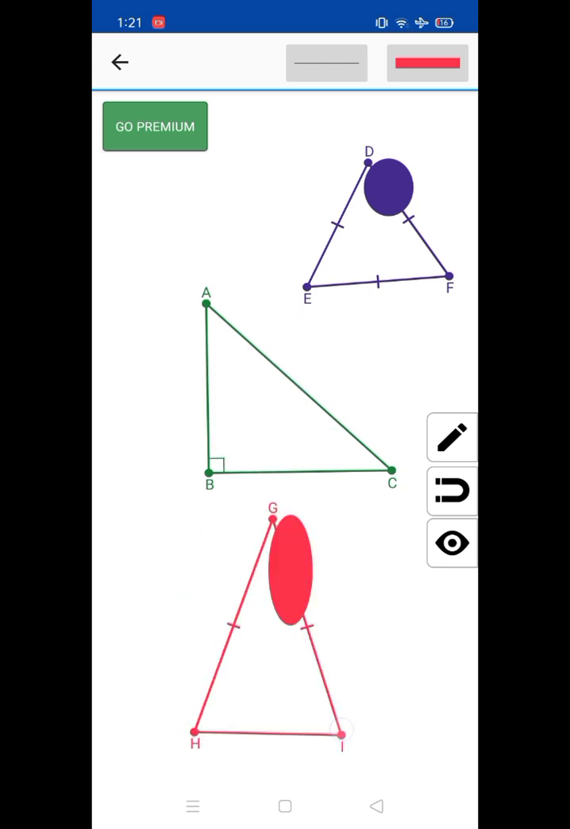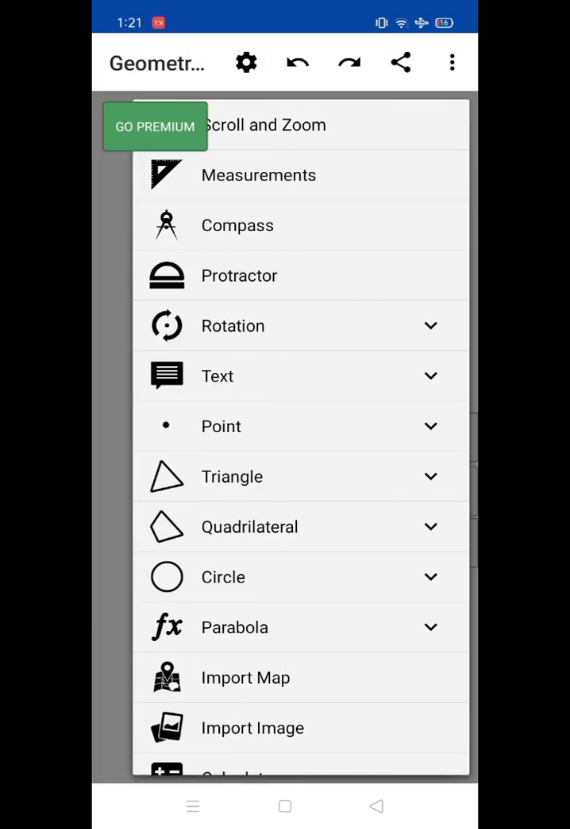So we have the isosceles triangle GHI, where sides GH and GI are equal or congruent, and angle GHI and angle GIH are also congruent. So this is the convenience in making geometry pad in drawing triangles.